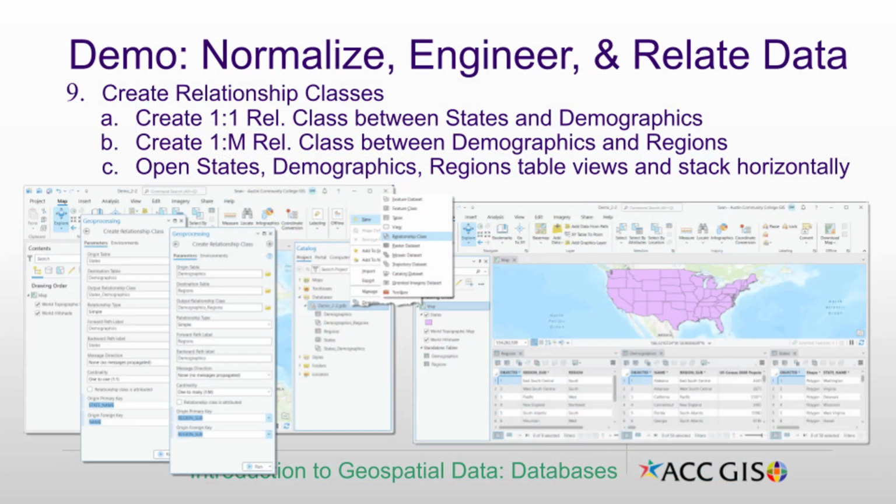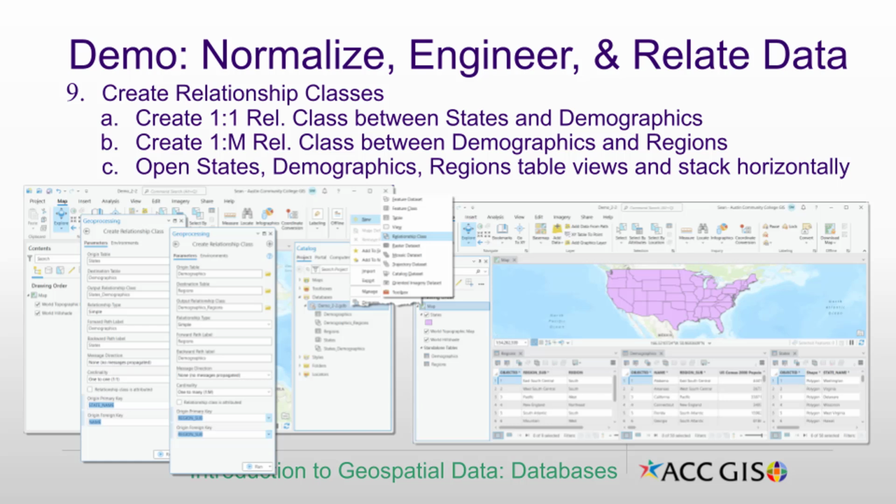Now, joins and relates are sometimes referred to as temporary relationships because they're saved in an ArcGIS Pro project file. But sometimes we want to create a more persistent relationship, and we can create a relationship class geodatabase object that's saved with the data it's relating within the geodatabase. So in step 9, we'll create relationship classes.